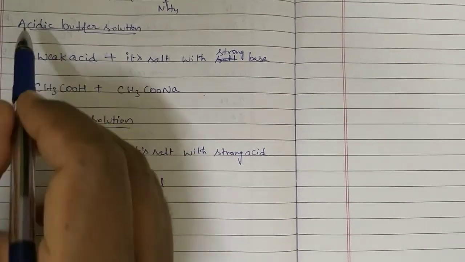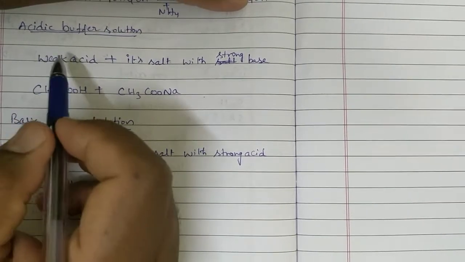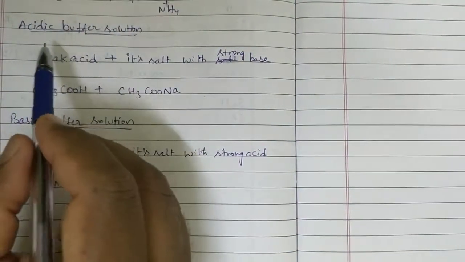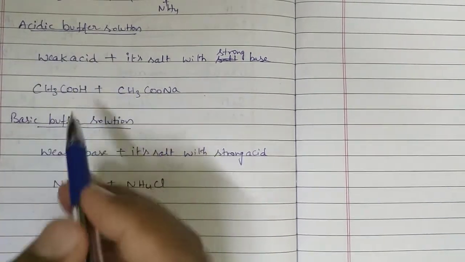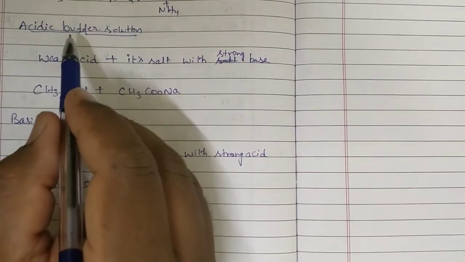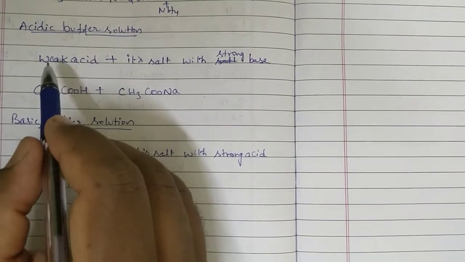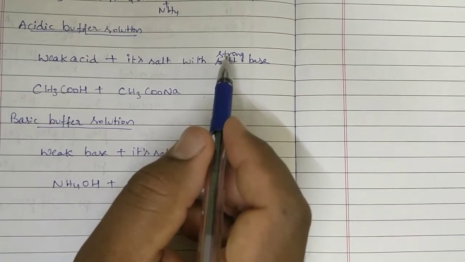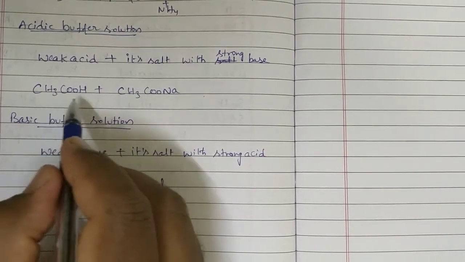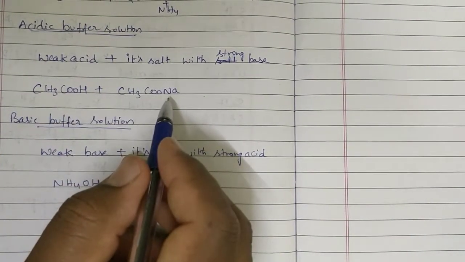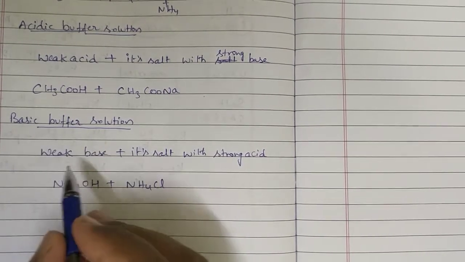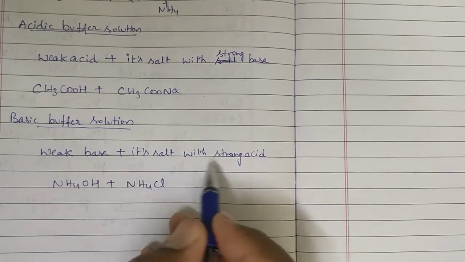Is it okay? This is about classification. Generally, we will discuss two types of buffer solutions. For example, I told neutral buffer, but mainly we are concentrating on acidic buffer solution and basic buffer solution. Acidic buffer solution contains a weak acid plus its salt with strong base. Example: CH3COOH plus CH3COONa. Next, basic buffer solution is nothing but a weak base plus its salt with strong acid.